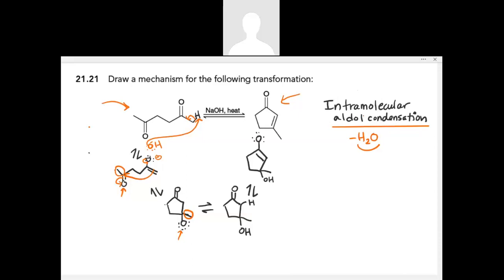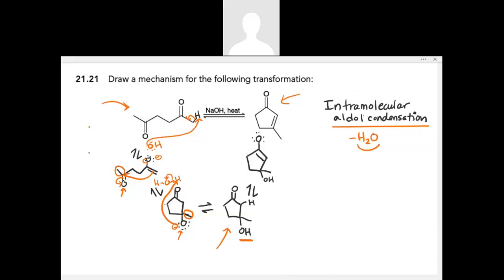The next step now, we're going to take water here, and we're going to protonate this oxygen here with water. So that lone pair will grab one of those protons. We'll regenerate hydroxide in this step. Then we're going to see this intermediate now over here with that protonated hydroxyl group.